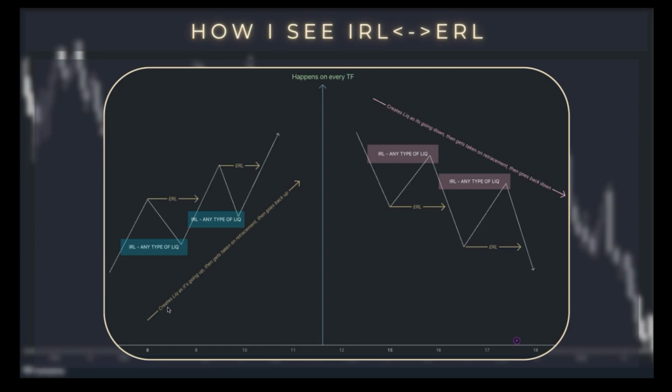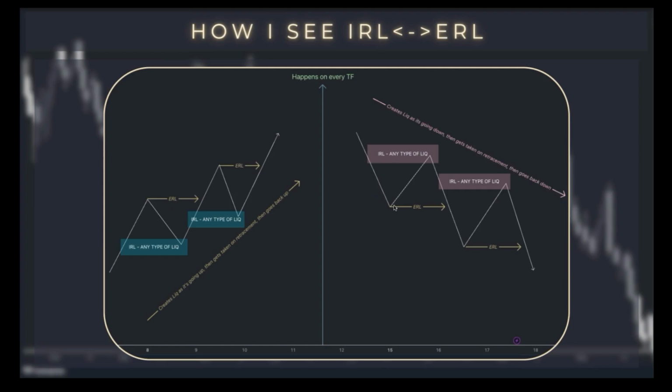And as you can see, it creates liquidity as it's going up, then gets taken on retracement, then goes back up. Same thing here. Takes out some of that IRL, goes up, takes out ERL, and as it's going up, you got some IRL being created, goes back down, touches it, goes back up, takes it out. Same thing here, it creates liquidity as it's going down, then gets taken on retracement, then goes back down.